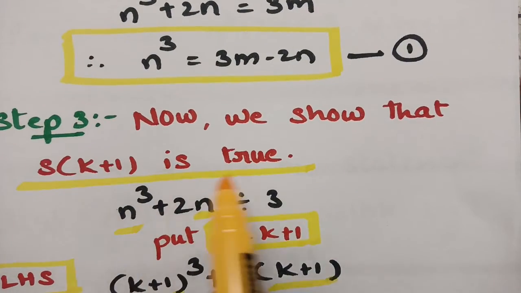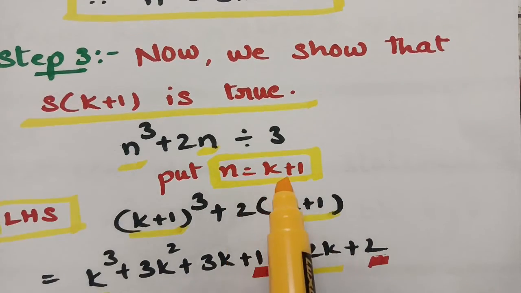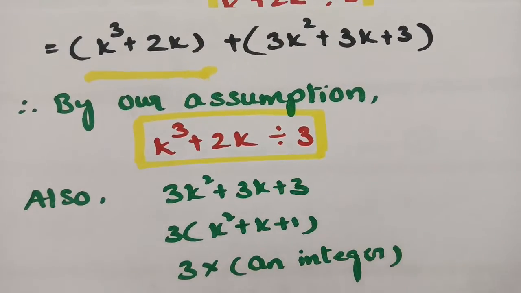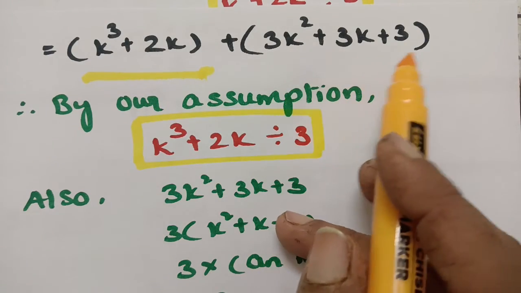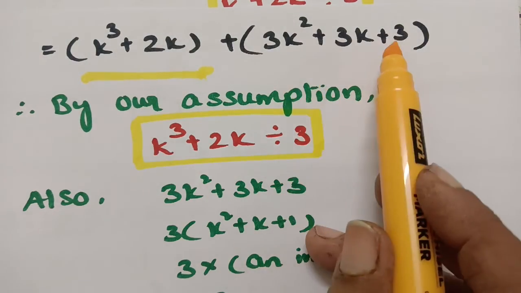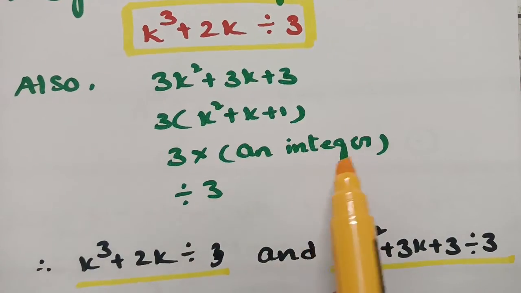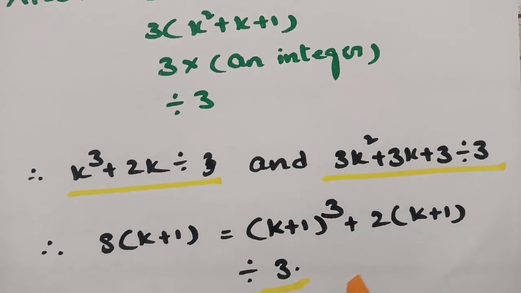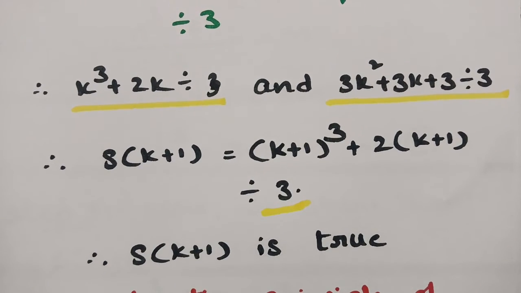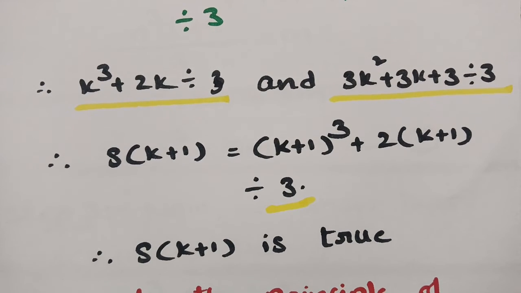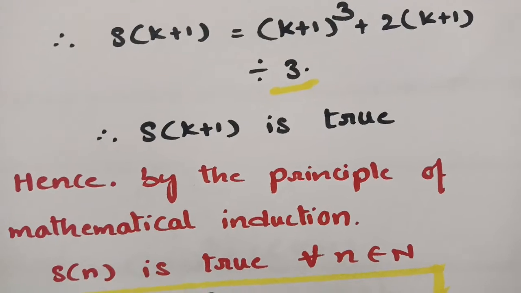Now we have to show that S of k plus 1 is true. For that, if you keep n is equal to k plus 1 in the LHS part, see here, this is the calculation, and I have taken k cube plus 2k. So this is k cube plus 2k plus 3k square plus 3k plus 3. According to our assumption, this first part is divisible by 3, and if you take 3 common from the rest, it is 3 into some integer, which is a multiple of 3, therefore it is divisible by 3. Therefore if two terms are divisible by 3, then the addition is also divisible by 3. Therefore it is true for S of k plus 1. Therefore, if it is true for 1, 2, 3, k plus 1 and so on, it is true for every natural number, and therefore the given statement is divisible by 3.